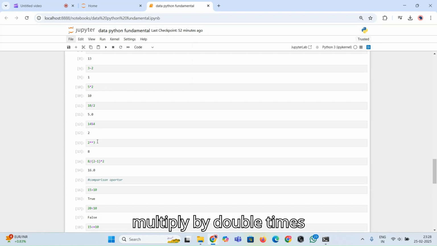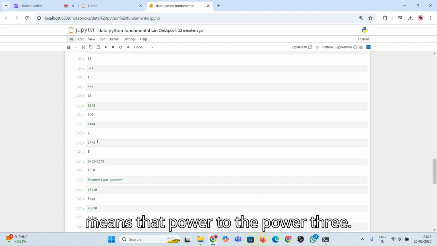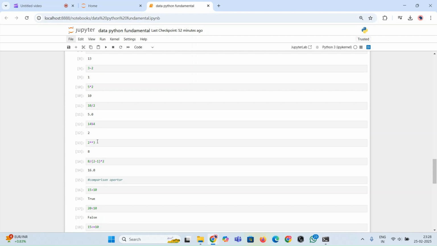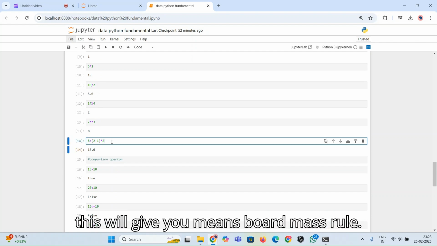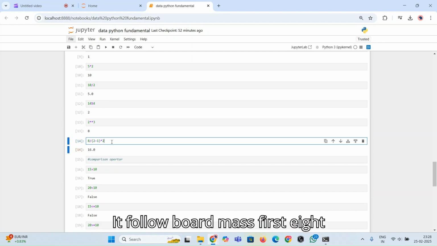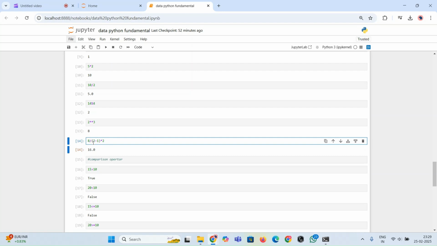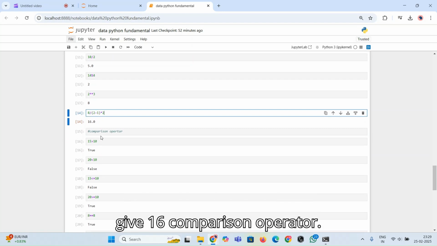2 multiplied by double times star means 3. It means power, to the power 3. That's why it gives you 8. And this will give you, means, BODMAS rule. It follows BODMAS. First 8 divided by 1 multiplied by 2, that's what gives 16.